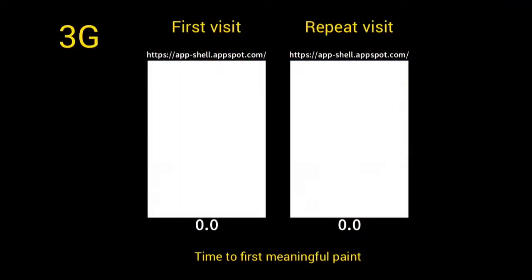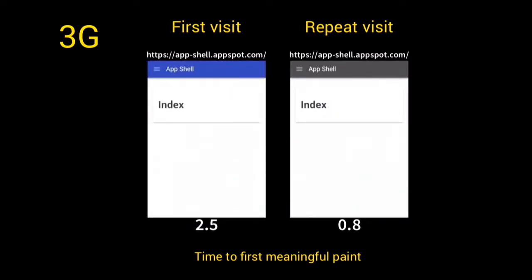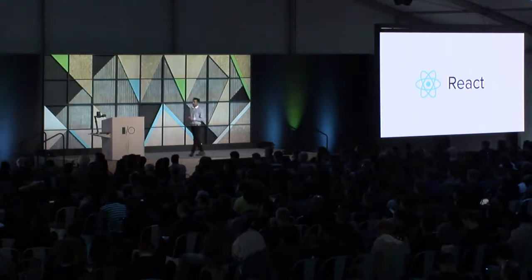And the performance wins of such a model are actually quite stark. What you'll see if this is working is that on repeat view, it's almost instant. This is like the simplest version of the application shell architecture we could come up with. And you've got instant performance for the repeat visit compared to the first visit where it took much, much longer. So let's talk about React.